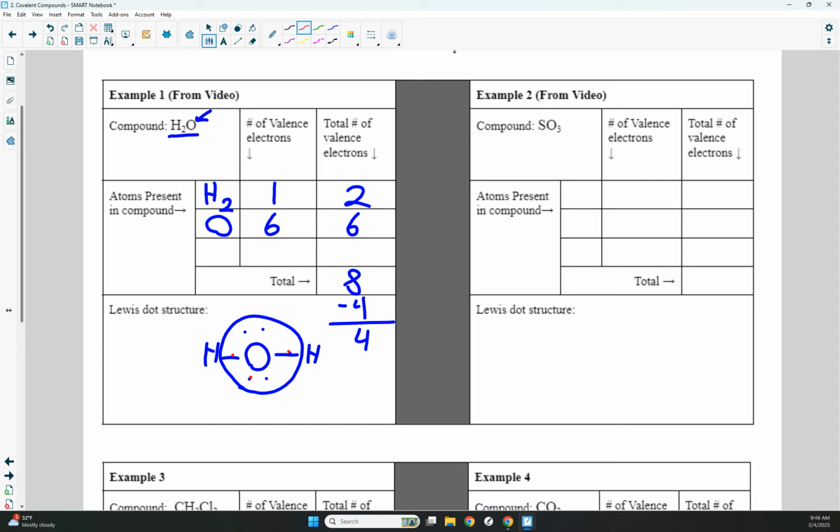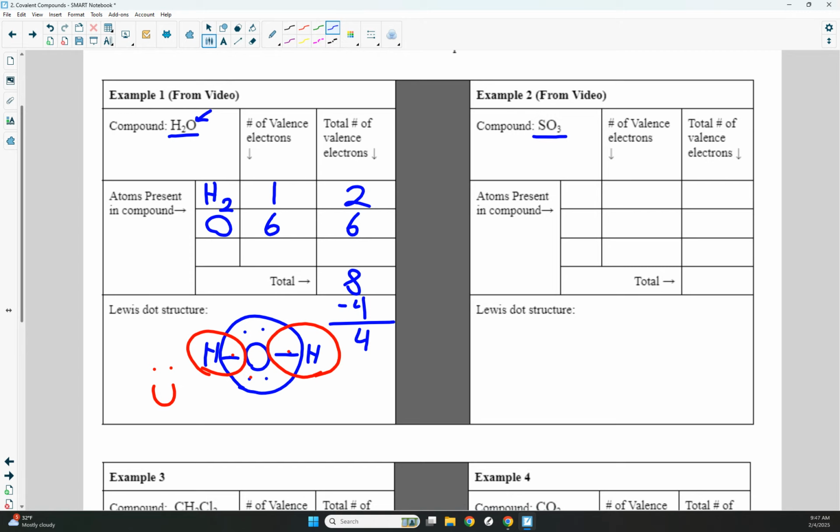You'll notice that I always count by 2s with electrons because they pretty much always occur in pairs. So then we ask ourselves, are all these atoms happy? And indeed they are. Hydrogen has 2 electrons around it. This hydrogen, same thing. And then oxygen has 8 electrons around it. So we've got a happy molecule. You don't need to go on to step 5. Let's move to example 2 here, where we're going to see step 5 employed.